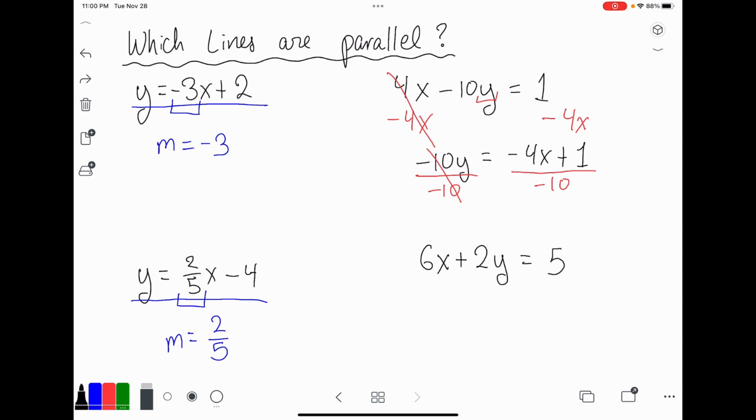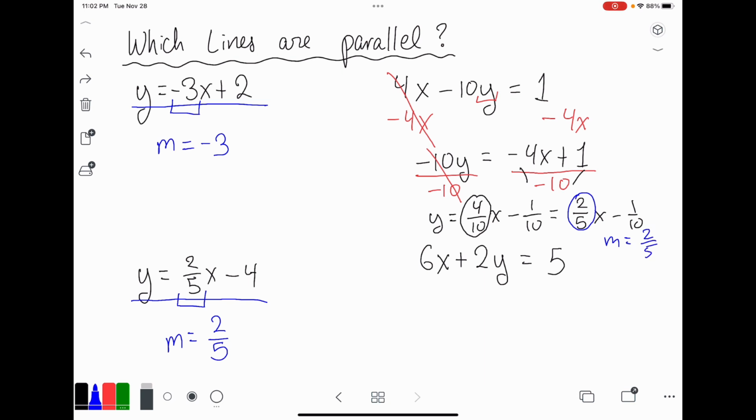Remember, division must be distributed. So we'll get y equals, so negative 4 divided by negative 10. Well, a negative divided by a negative is positive, so we could actually ignore the negative. And then we have 1 divided by negative 10, which gives us negative 1 over 10. Now, at first glance, this looks tricky, but remember, fractions should always be simplified. Because 4 and 10 are both divisible by 2, we can simplify this equation to give us 2 over 5 x minus 1/10. So now you can see that the slope of this line is 2/5.